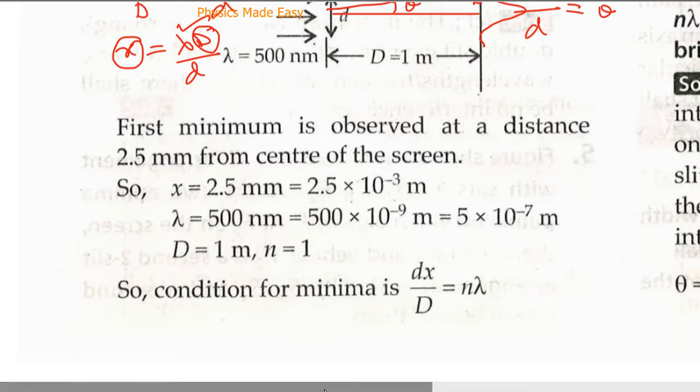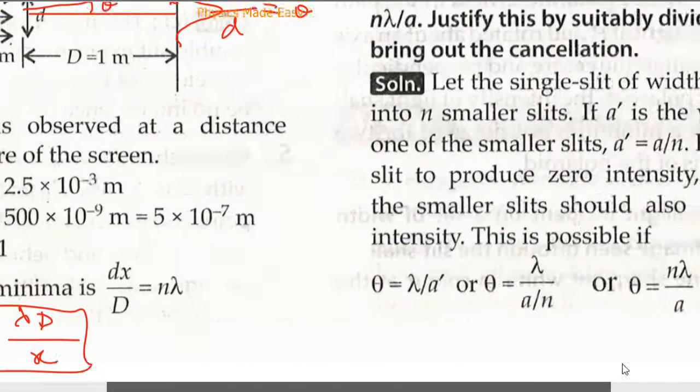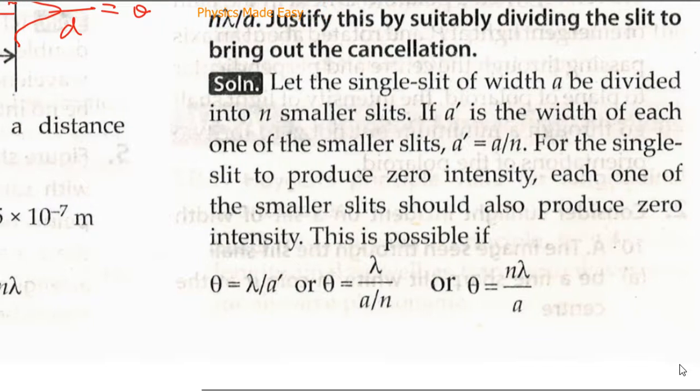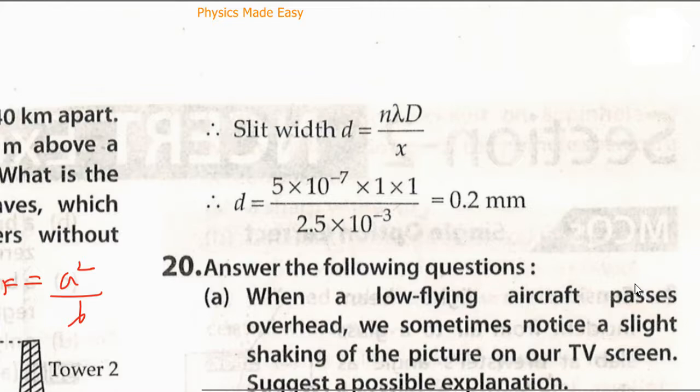And d is the size of the slit. I can write the formula here. Small d is equal to lambda capital D divided by x. Now all others are given, so you can calculate small d. The rest is a very easy calculation which anybody can do. So n has to be taken as 1 here because it is the first minima.